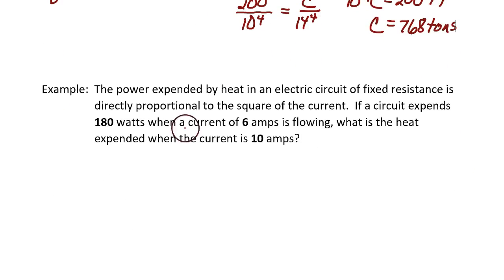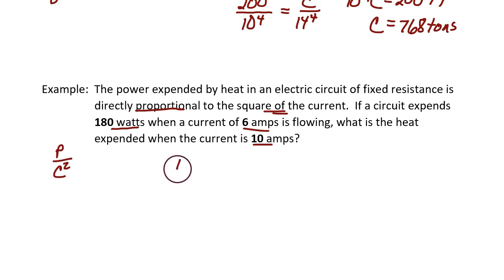One more example. The power expended by heat in an electric circuit of fixed resistance is directly proportional to the square of the current. If a circuit expends 180 watts of power when a current of 6 amps is flowing, what is the heat expended when the current is 10 amps? The variables that are directly proportional were called the power expended by heat and the square of the current. So this pattern gives us our ratios.